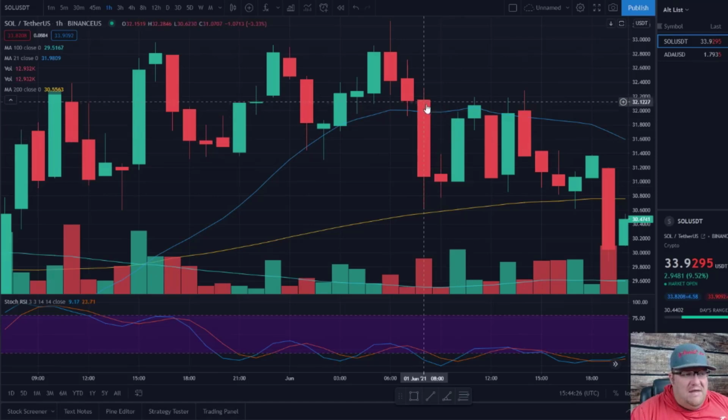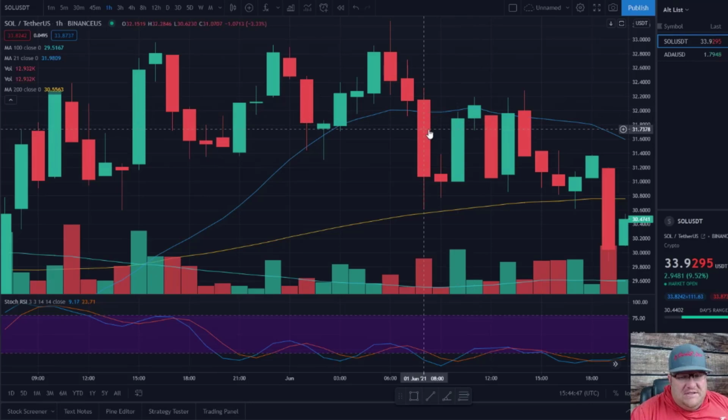So the body of the candle is the wider portion, which is between the open and close. The wick of the candle is the part that extends to either the high or the low end. And that just lets you know during that time period, the high and the low of the price of that coin.